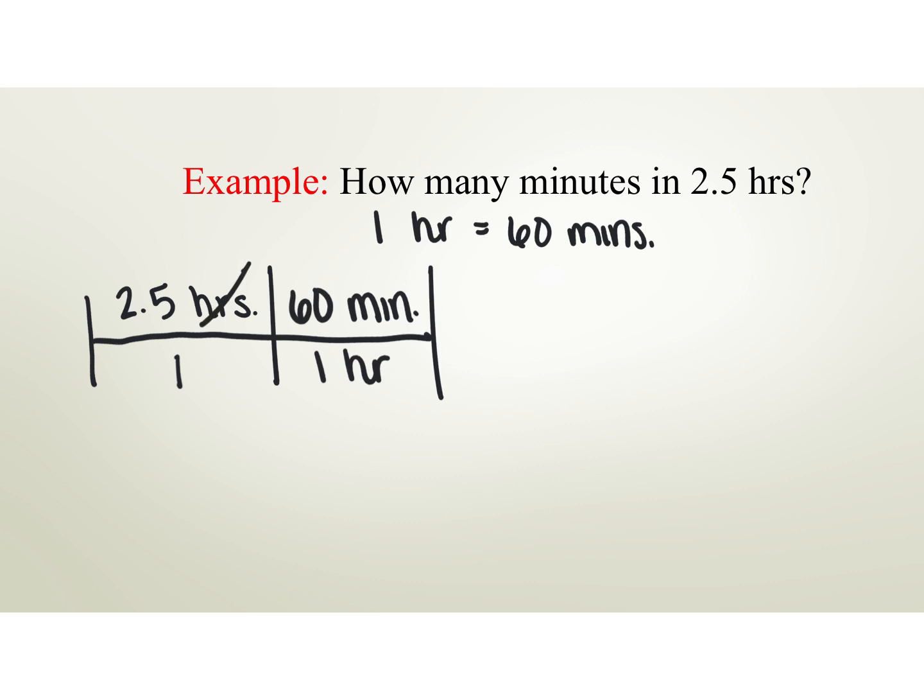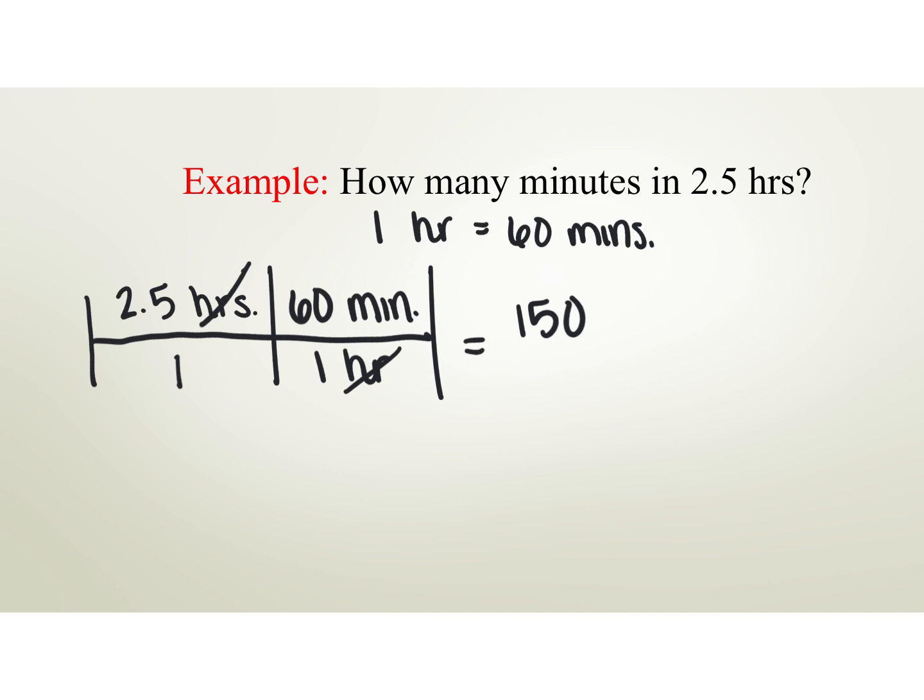All right, so then the unit hour cancels. And what's the only unit left that doesn't cancel? Minutes. And what unit do you want your answer in? That's how you know you're done. So when your final unit matches what you're looking for, you're done. How we're going to solve this problem is you're going to multiply the top row. So what's 2.5 times 60? 150. Thank you.